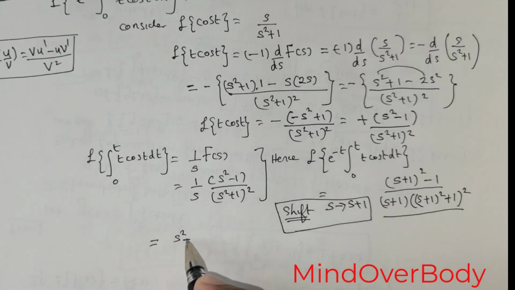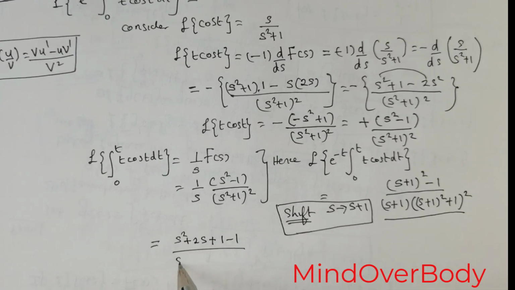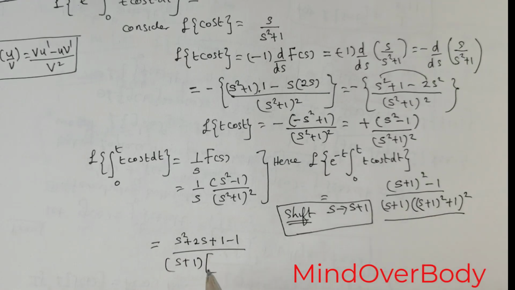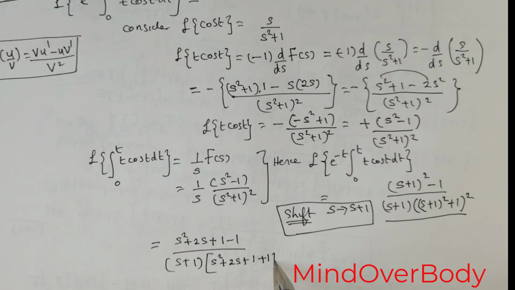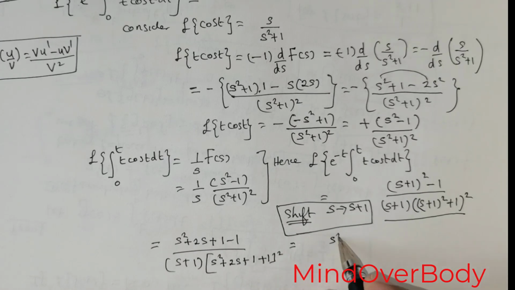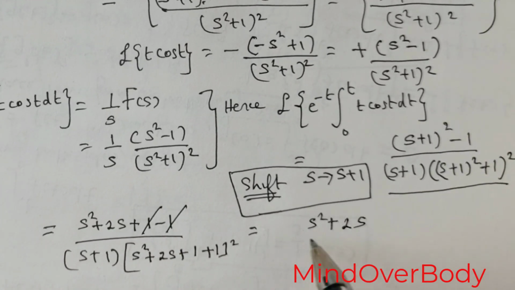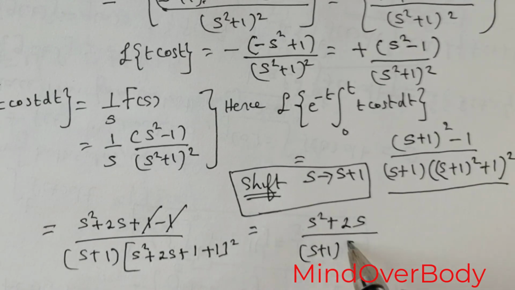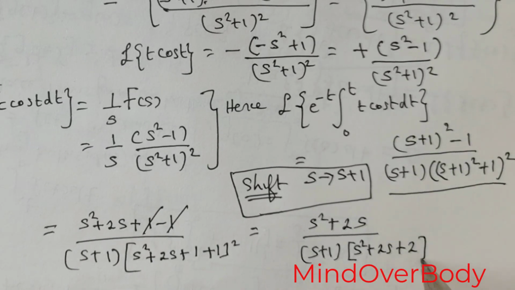If you choose to expand, this gives you s squared plus 2s plus 1 minus 1, divided by (s plus 1) times, expanding (s plus 1) whole squared, which is s squared plus 2s plus 1, plus 1, raised to the power of 2. The plus 1 and minus 1 cancel, giving s squared plus 2s divided by (s plus 1) times (s squared plus 2s plus 2) raised to the power of 2.